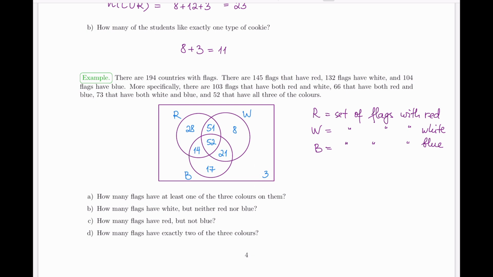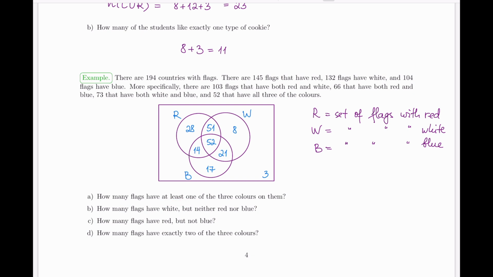Bonus question: try to find out which countries have no red, white, or blue on their flags and what those countries are. Okay, now that we have all of the regions labeled with the number of elements in them, we can answer all of the questions here. How many flags have at least one of the 3 colors on them?